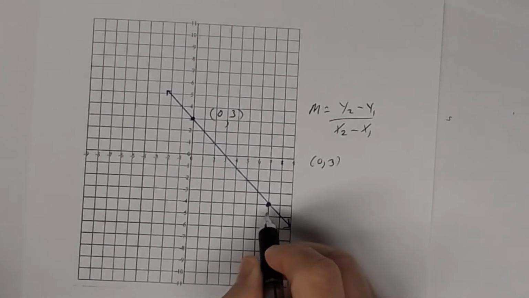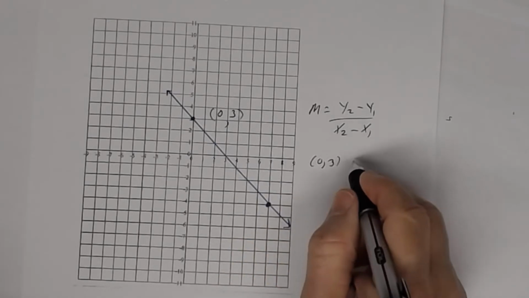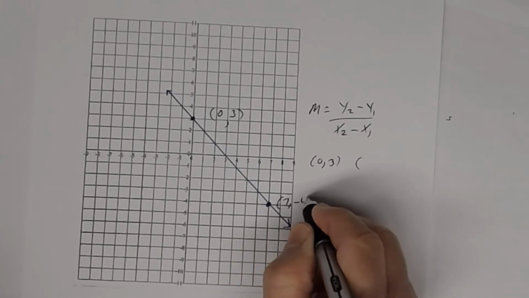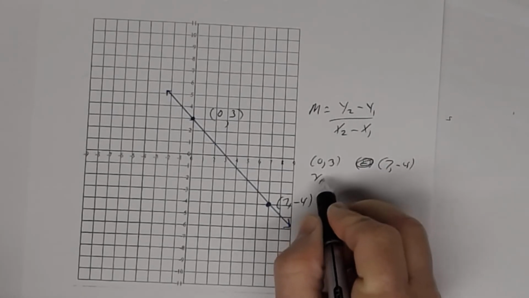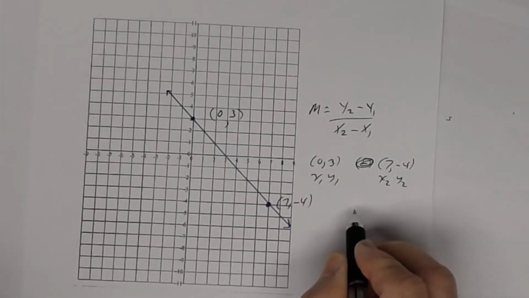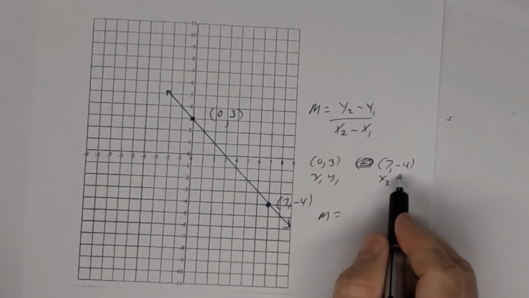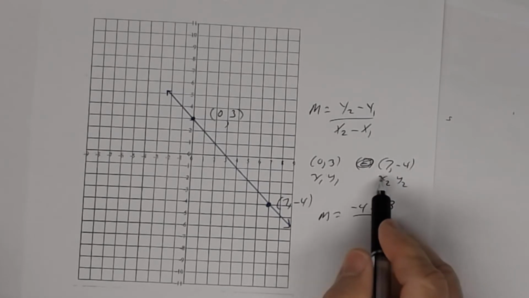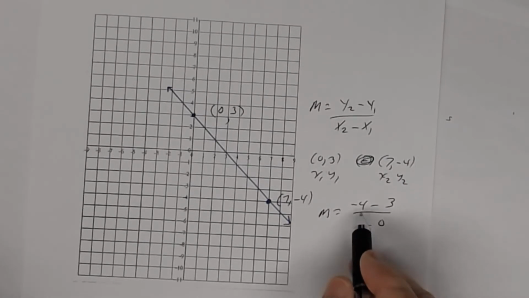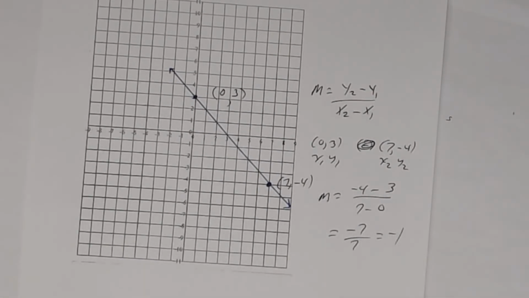So the y-intercept has coordinates 0, 3. The coordinates of this point here: I'm going to the right 7 and then down 4, so that's 7, negative 4. So there's x1, y1, x2, y2. So let's find the slope using the slope formula. y2 minus y1: negative 4 minus 3, divided by x2 minus x1: 7 minus 0. Negative 4 minus 3 is negative 7, and 7 minus 0 is 7, and notice you get negative 1. All right, so the slope's negative 1.